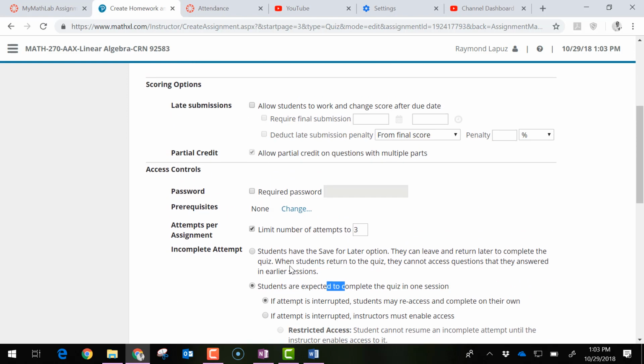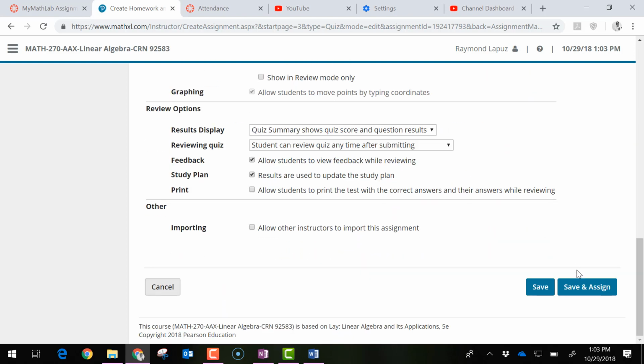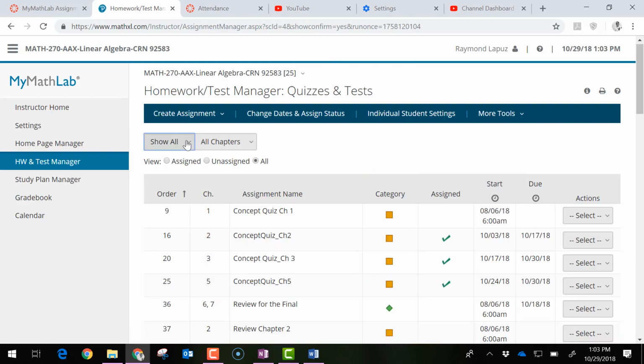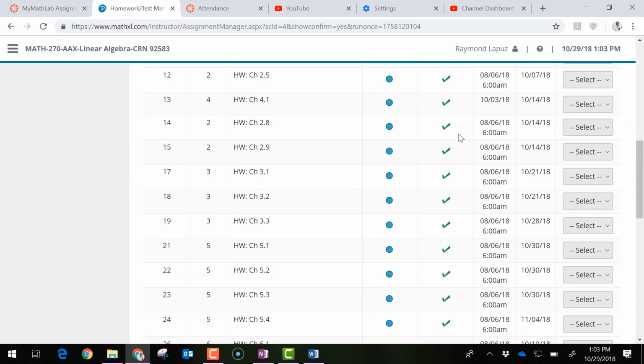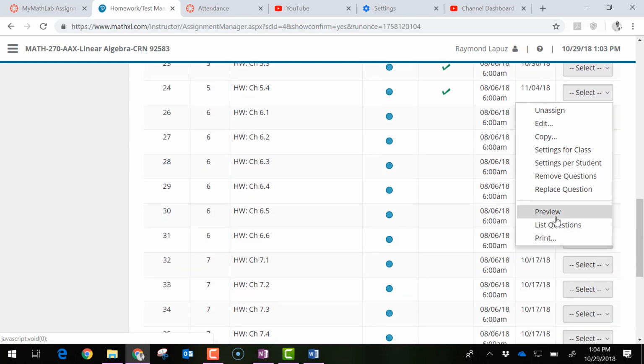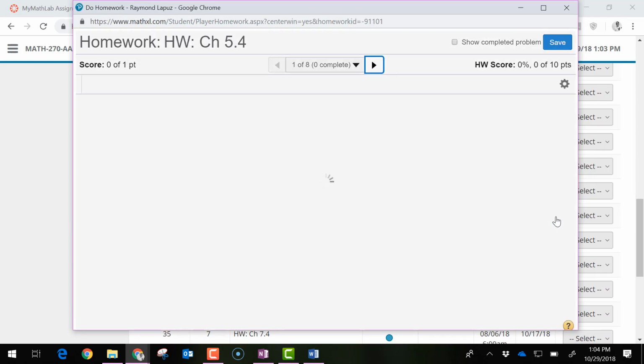Where is it? Oh, there. This one already has 3 attempts. 4? Oh man. What has a website? Oh, math is fun.